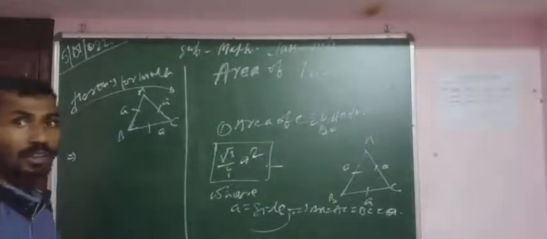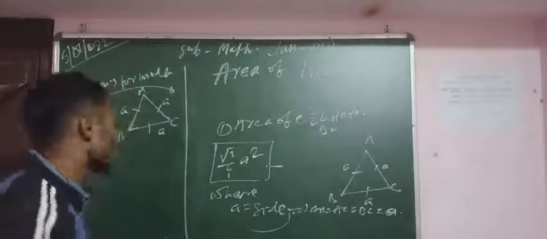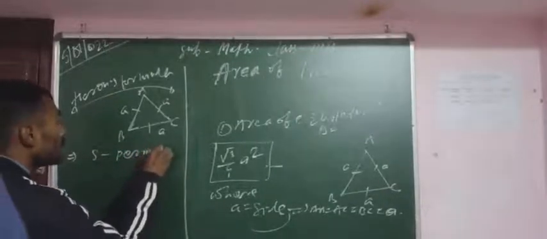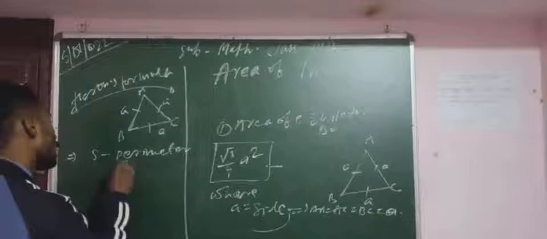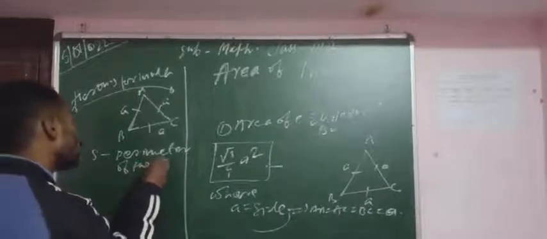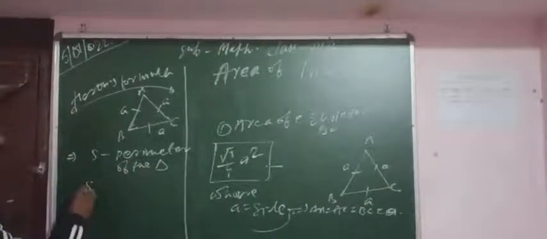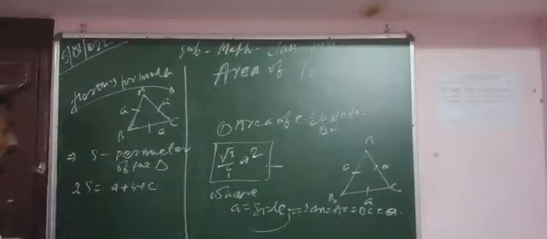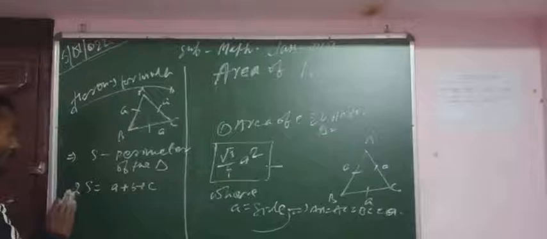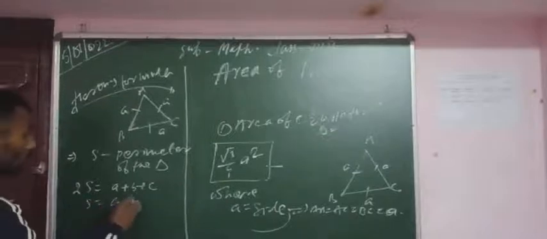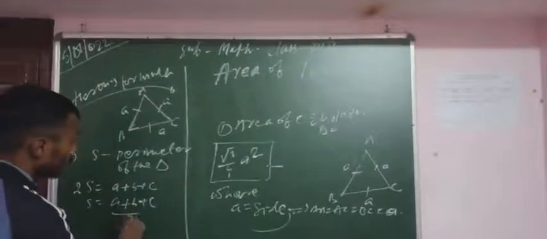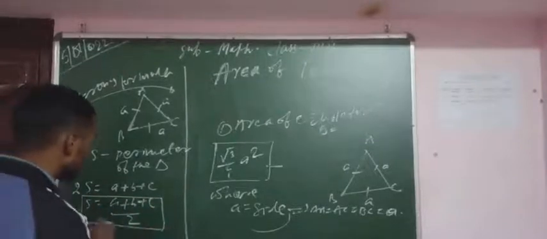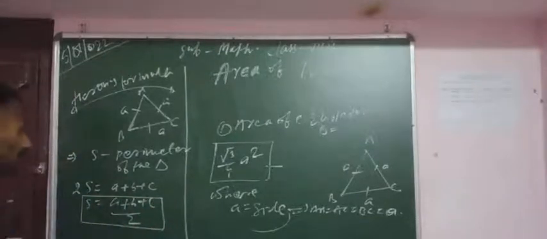When we use Heron's formula, we have to follow two steps. The first one is S. S is the perimeter of the triangle. So S will be equal to A plus B plus C. तो क्या 2S लगाएंगे? नहीं. Finally we can write S as equal to (A plus B plus C) by 2. So now it's the semi-perimeter of the triangle.